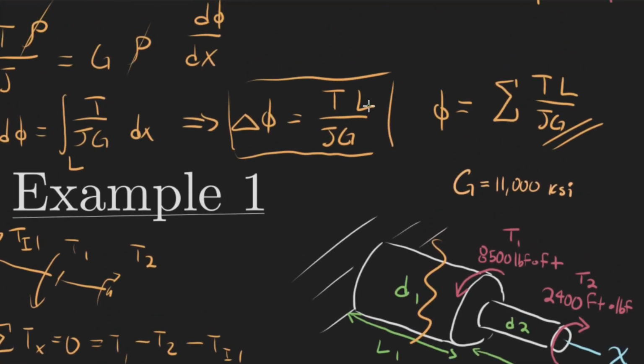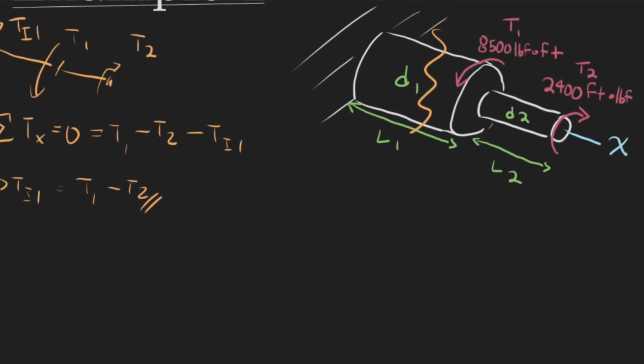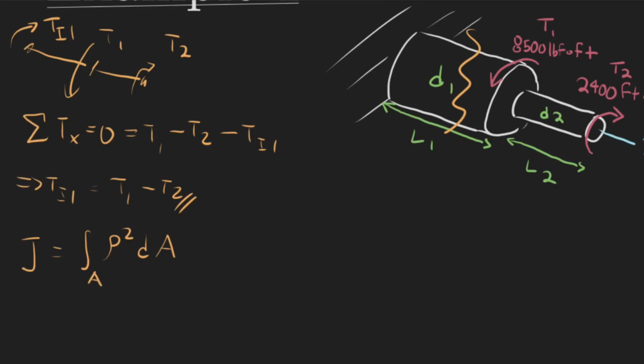All right, now remember what I need for angle of twist. I need T, L, J, G. They give me L right here, it's L1. G is also given, so the last thing I need is J, right? Now J, if you remember, is equal to the integral of rho squared dA across our entire area.